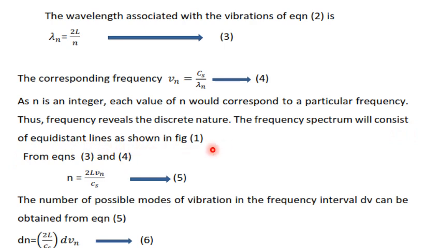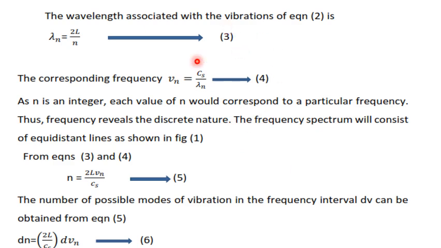Do you understand? So when a string vibrates with length L, there will be a lambda n associated with it equal to 2L by n. The corresponding frequency is nu n is equal to Cs by lambda n, where n denotes the particular frequency. When you draw a diagram, the frequency reveals the discrete nature: straight lines with equidistance.